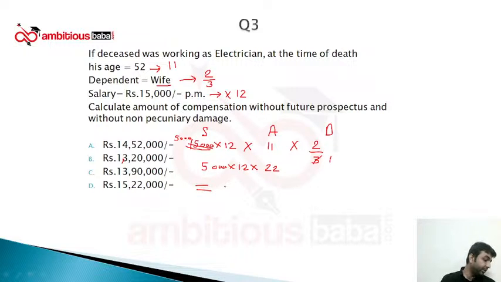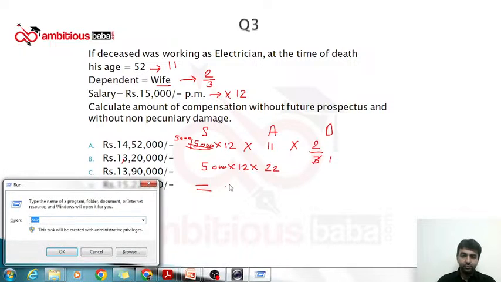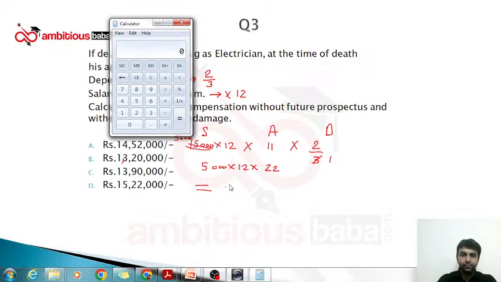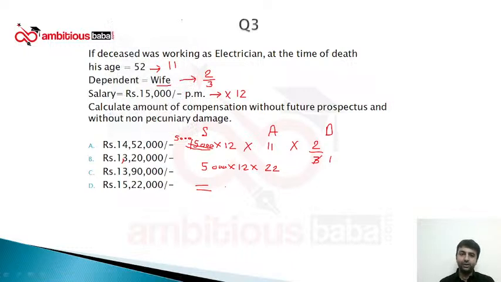I hope I am doing it correctly. I think my manual calculation is incorrect. One second. Let us do it on the calculator. 5,000 multiply by 12 multiply by 22. So the answer is 13,20,000. Correct? Yes, you all have also, I can see in the chat box, all of you have got the same answer. 13,20,000. Correct?